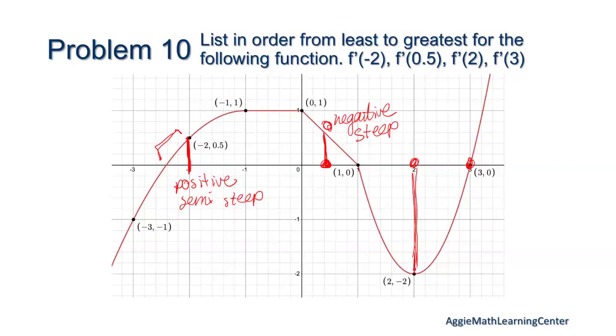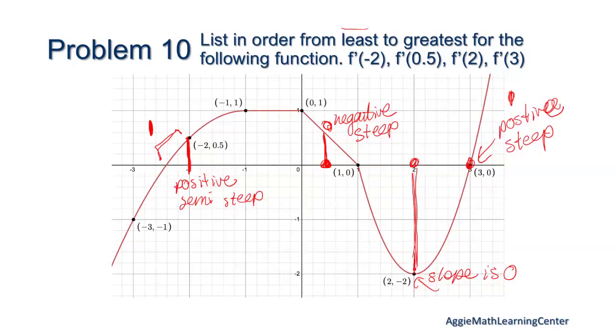Okay, and then this guy, what is that slope? Yeah, we just said in the last one it was 0. Boring. Okay, and then what about this last guy at 3? Yeah, he's positive, and he's very steep. All right, so which one do you think is steeper, this guy or this guy? 3. Yeah, I agree. So our negative is probably going to go last because we're going from least to greatest.